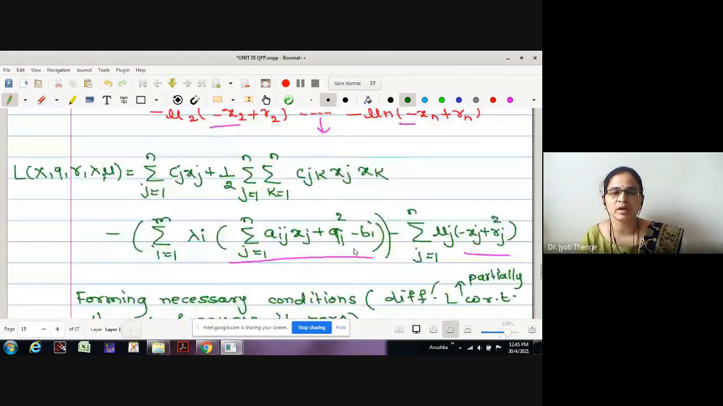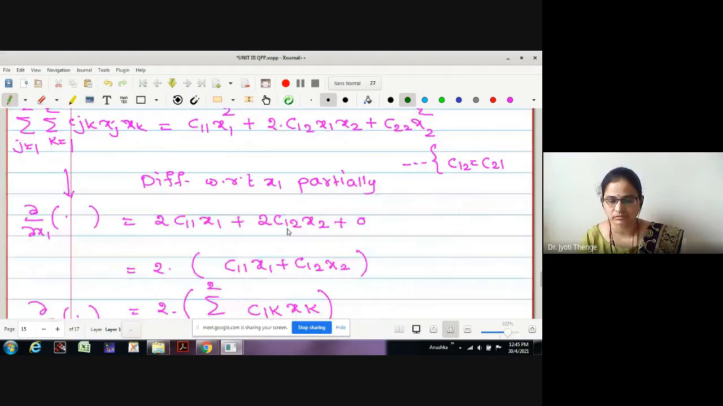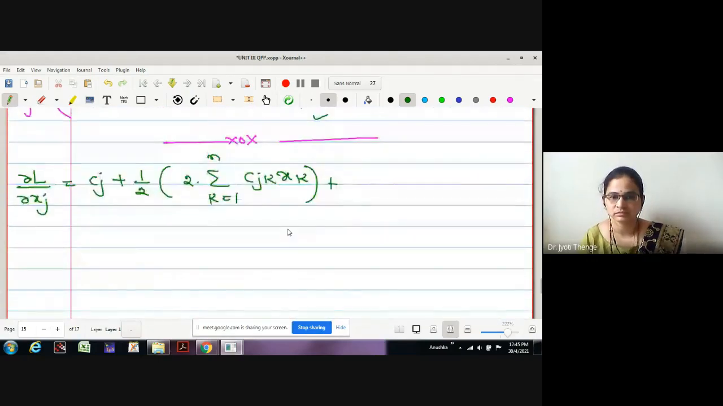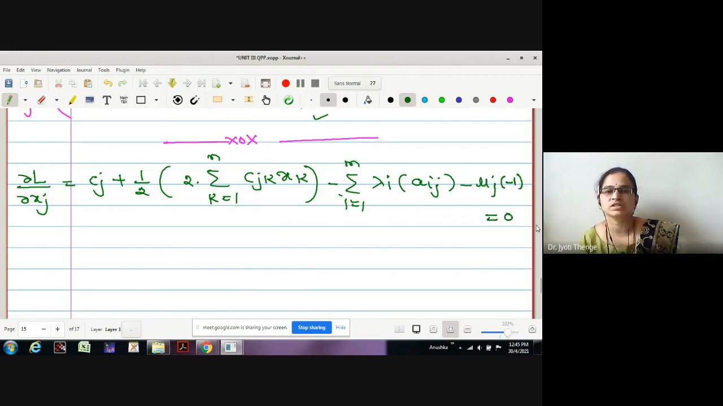Now let me write the partial derivative of the third term of the Lagrangian function. What will be the third term? Minus summation lambda i into this derivative. This term is aij, and it is with a negative sign. Summation i equals 1 to m lambda i, and the derivative of the bracketed term is simply aij. And lastly, may I write minus mu j into minus 1. Everything is equated to 0.